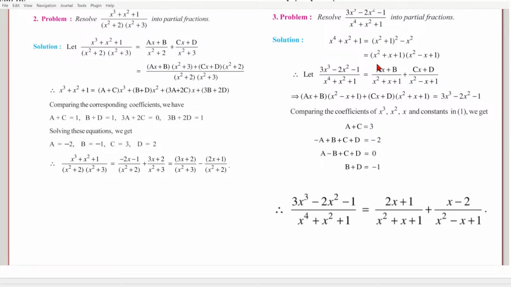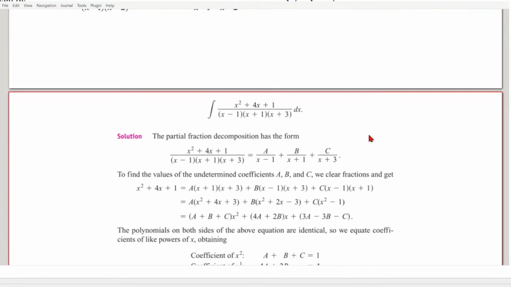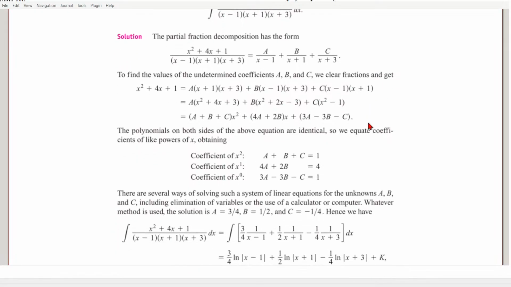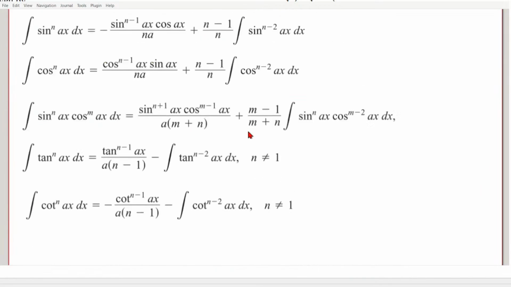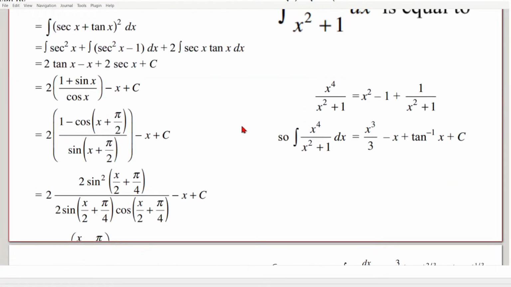Sir, we do the usual method. 2x plus 1 equals A into the derivative of the denominator plus some constant B, right? Very good. Now that you learned this, for this one what will you do? A by this thing plus B by this thing plus C by this thing, right? Okay, this is straightforward. Now these things you have done.